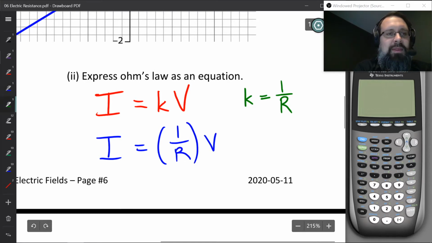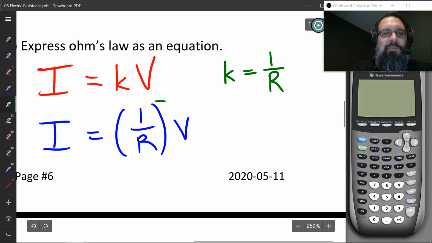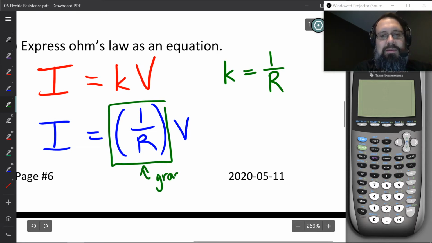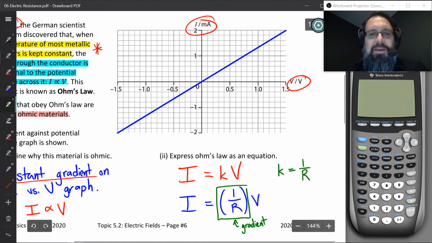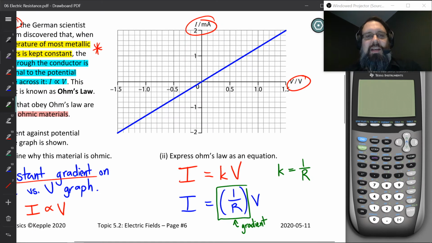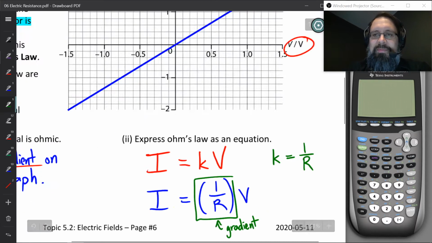times V. Now why am I writing it in this weird way? Well, because this is the gradient. I ran out of space on this worksheet, but I could have asked you from this graph to determine the electric resistance of this material. The electric resistance would be the reciprocal of this gradient. I guess I should have done that, but it's not that important.